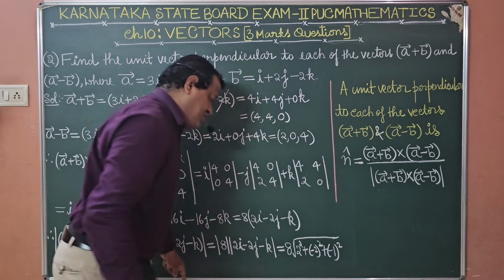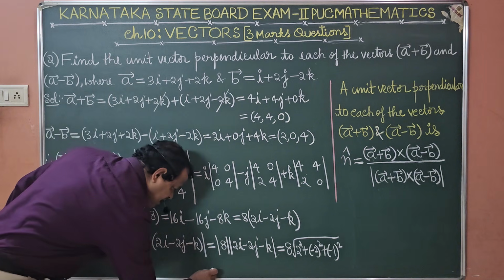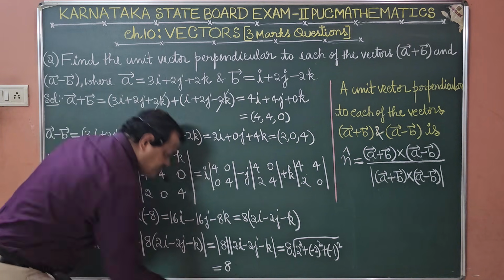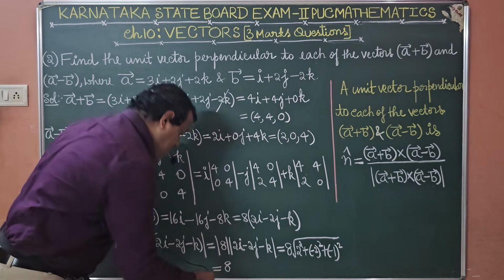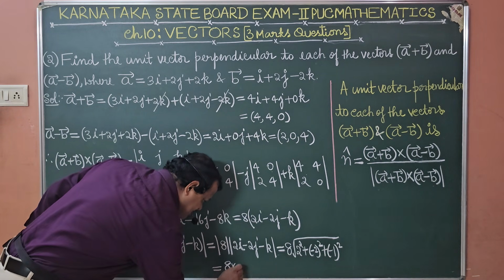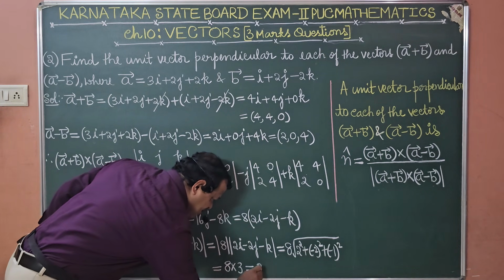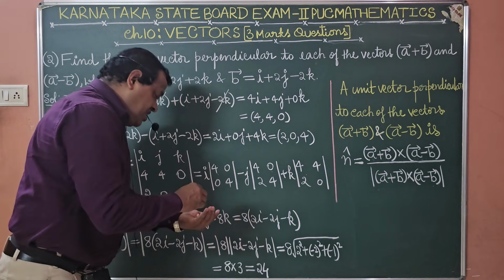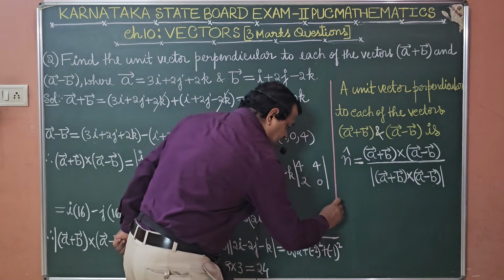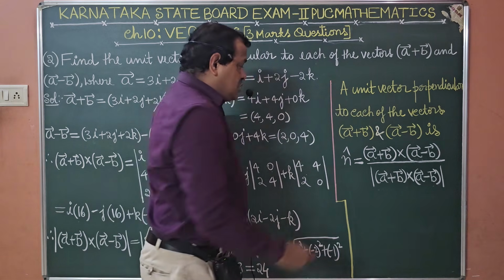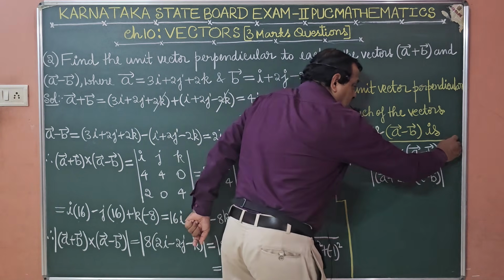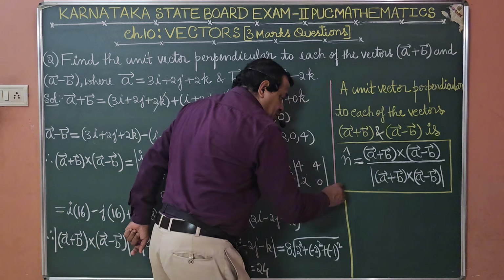For this magnitude, we get 8 into square root of 4 plus 4 plus 1, square root of 9, which is 3. Therefore this magnitude is 24. Then I will substitute in this formula. I have written the formula already, so this is the formula. I request you, please commit to memory.